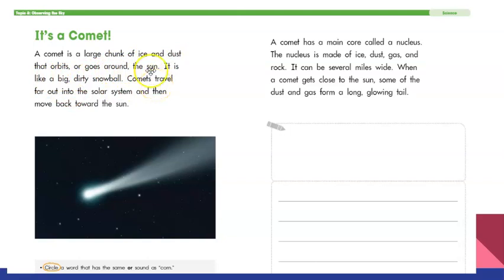Good job. Remember, after Miss Kelly says the sentence, your turn to repeat. It is like a big, dirty snowball. Comets travel far out into the solar system and then move back toward the sun. A comet has a main core called a nucleus.